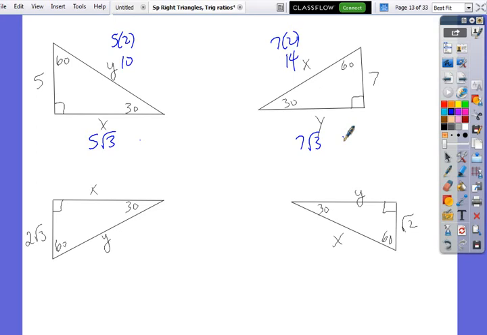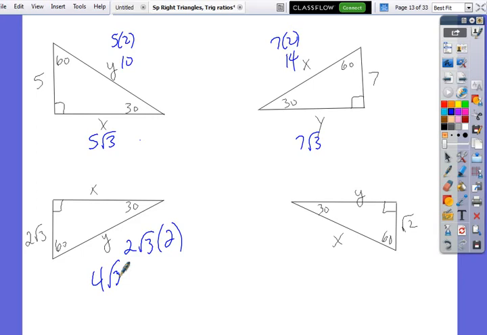All right, if I go to this one right here, the 2 root 3, the process doesn't change. What do I do with the short side? Times it by 2. So 2 root 3 times 2. What is 2 root 3 times 2? 4 root 3. It's just 4 root 3. You multiply the regular number by the regular number and leave the square root alone.